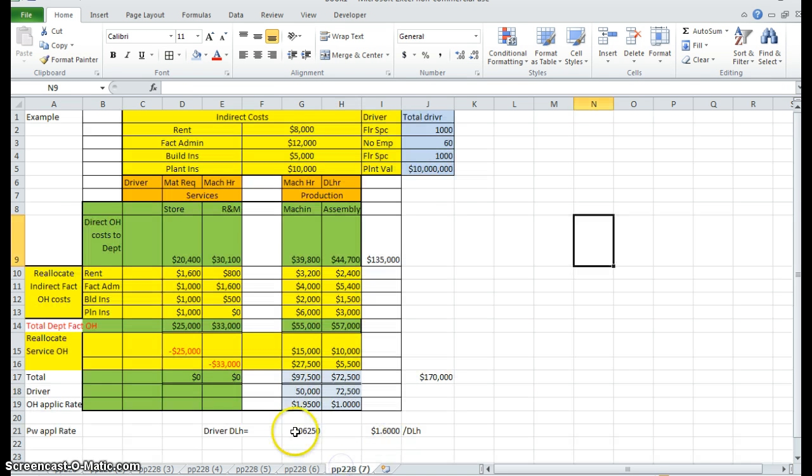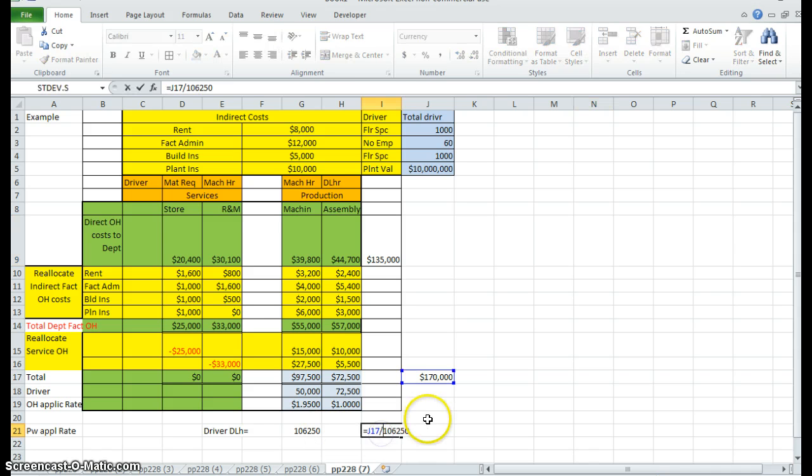And the last page gives you the plant-wide application rate. It is said the direct labor hours is the driver. There are 106,250 direct labor hours altogether, and that's the total overhead. That divided by direct labor hours will give you the plant-wide overhead rate.